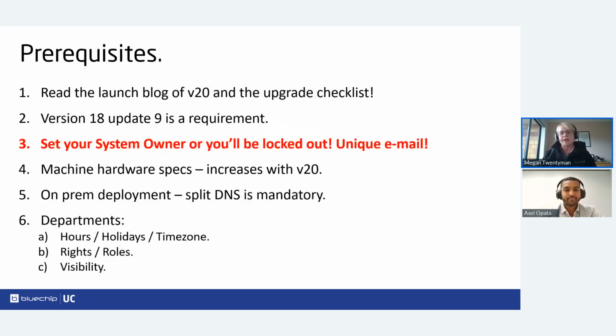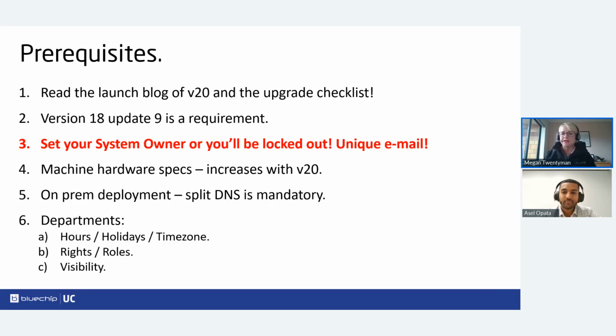So one of the key things is to think about upgrading from version 18 to version 20. So the prereqs for this is read the launch blog of version 20 and the upgrade checklist and make sure that you can confirm everything is in place. You must be on version 18 update 9. It is the requirement to move through an upgrade. You must set your system owner. So that was introduced in update 6 of version 18. And whilst it was mandatory, it wasn't fully enforced. It needs to be before you go up to version 20 or you will be locked out. And it must have its own unique email.